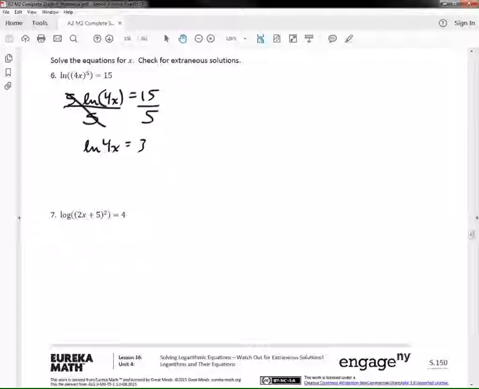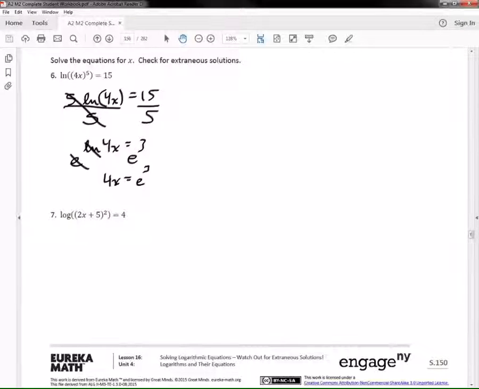Now in order to get rid of that log, I must raise this side and this side to the base of that log. What is the base of a natural logarithm? E. So I go base e, peace out. And I'm left with a 4x on the left side. On the right side, I have e raised to the third power.